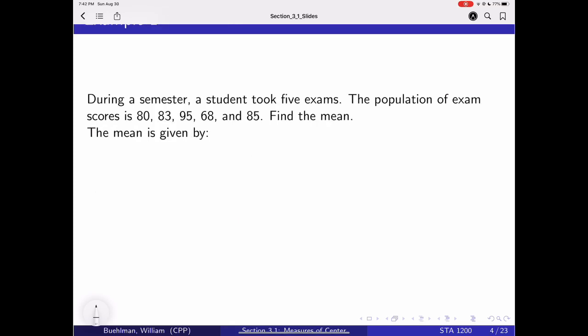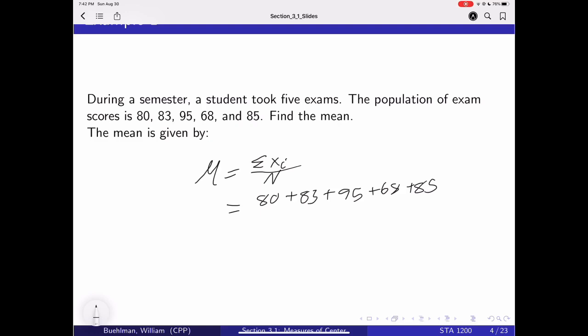So here we're going to do an example. This is our first example. During a semester, a student took 5 exams. The population of exam scores is 80, 83, 95, 68, and 85. Find the mean. Since this is a population, we're going to use mu is equal to the sum of the xi's over big N. So our xi's are 80 is the first one, plus 83, plus 95, plus 68, plus 85. Those are our x terms.